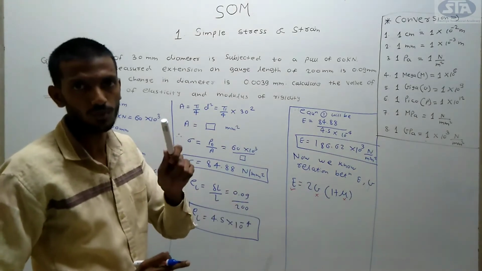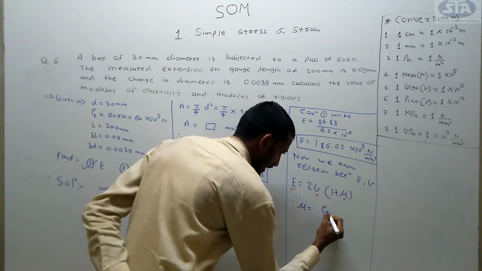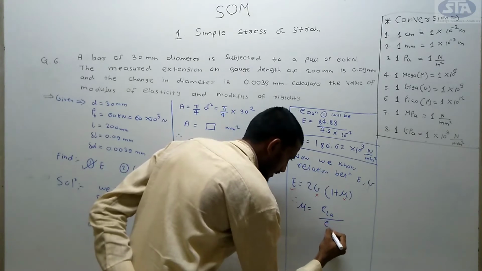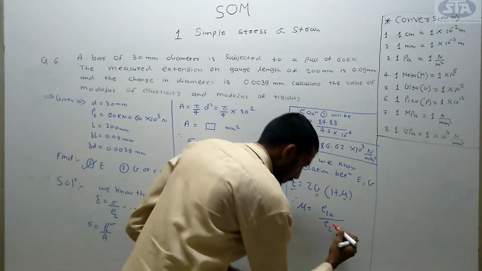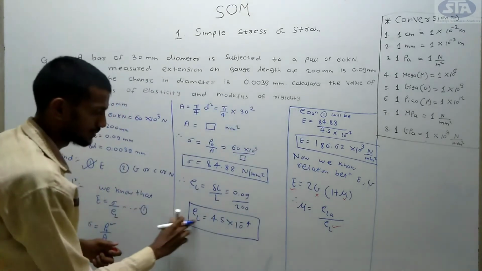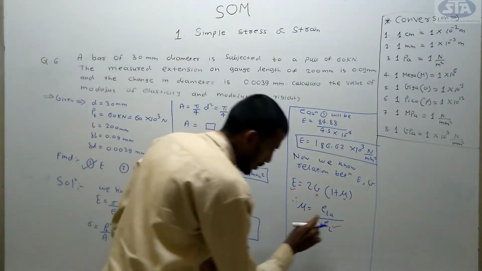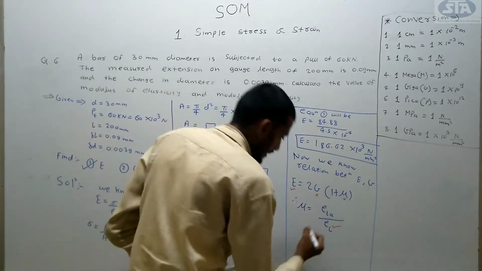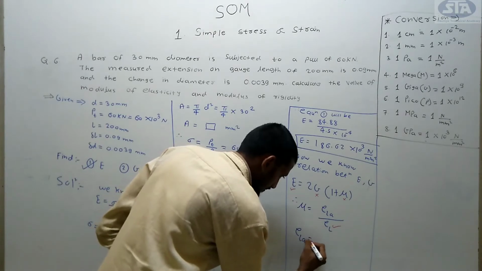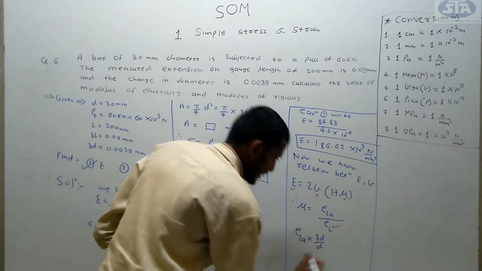We know the formula of Poisson's ratio, which is mu equal to lateral strain upon linear strain. We have already calculated the value of linear strain, which is 4.5 into 10 raised to minus 4. Now we have to calculate the value of lateral strain. That value, the lateral strain, is equal to change in diameter upon original diameter.